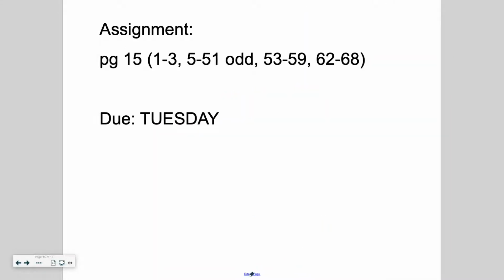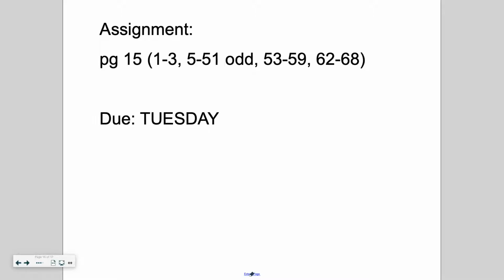Are you guys ready for your homework? I didn't do any solving equations, but I know that you can solve an equation. If you have problems with it, we'll look at it on Monday. So your homework is page 15. You're going to do 1 through 3, 5 through 51 odd.